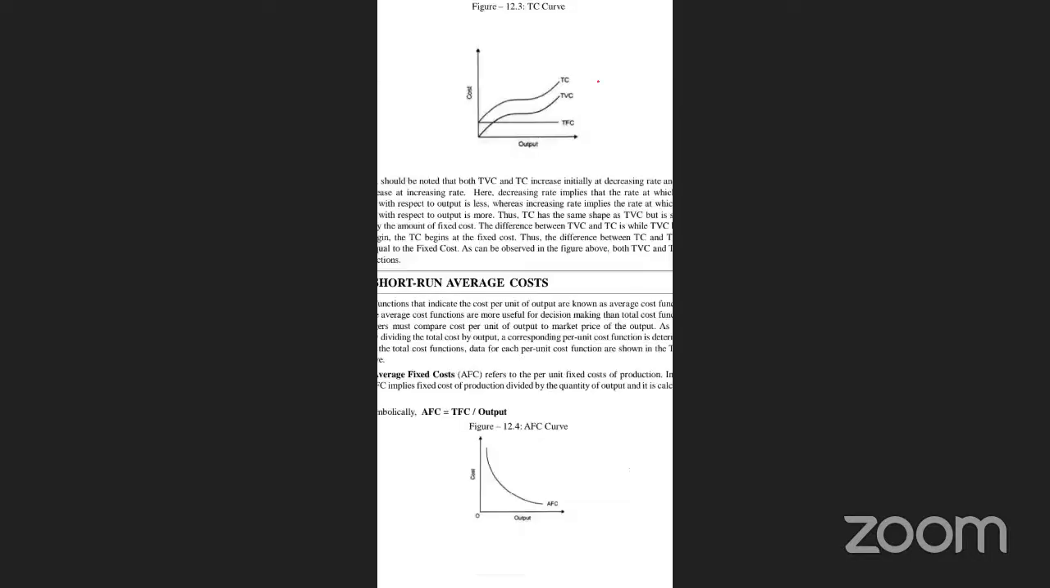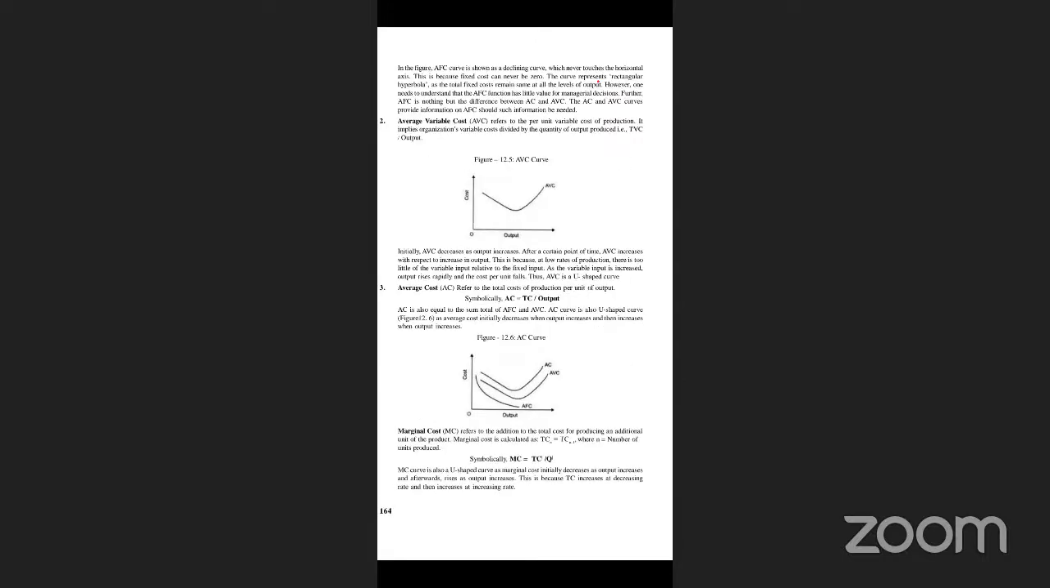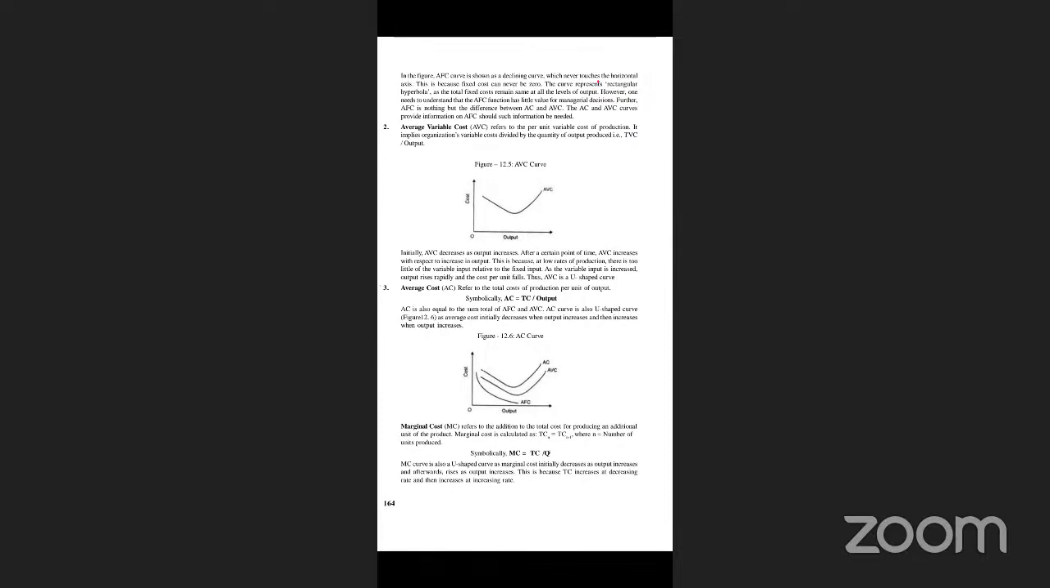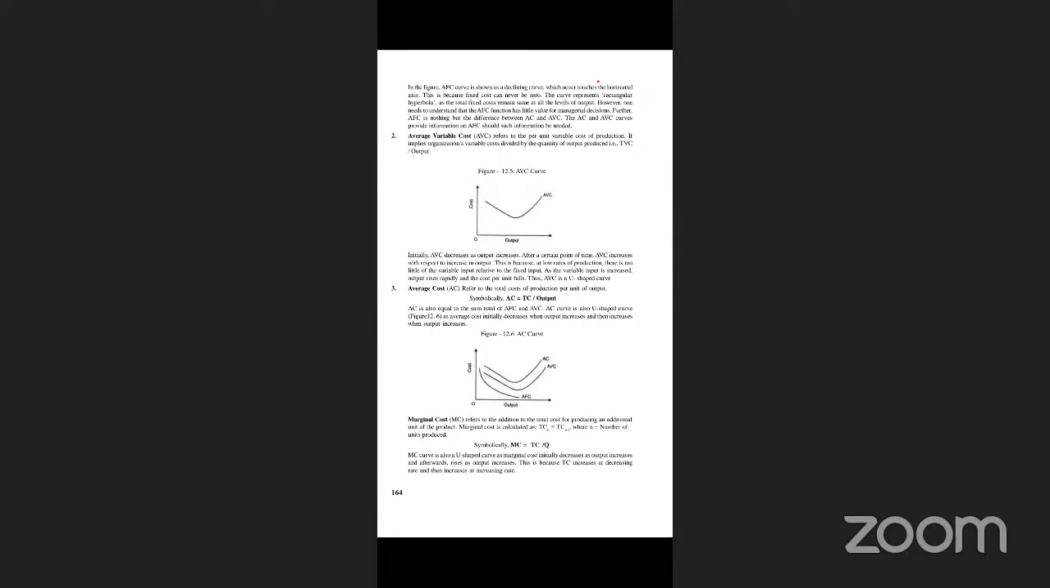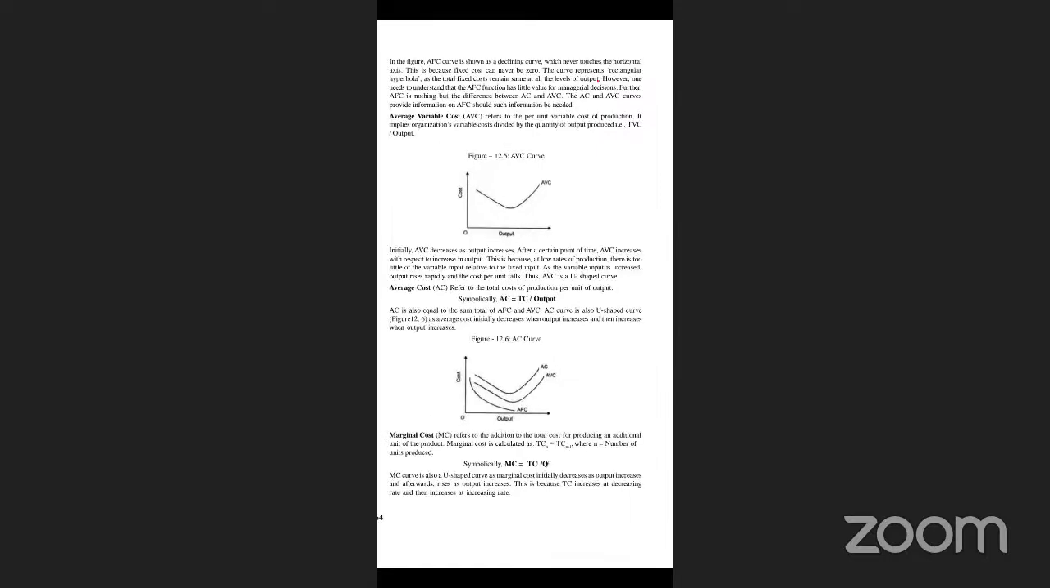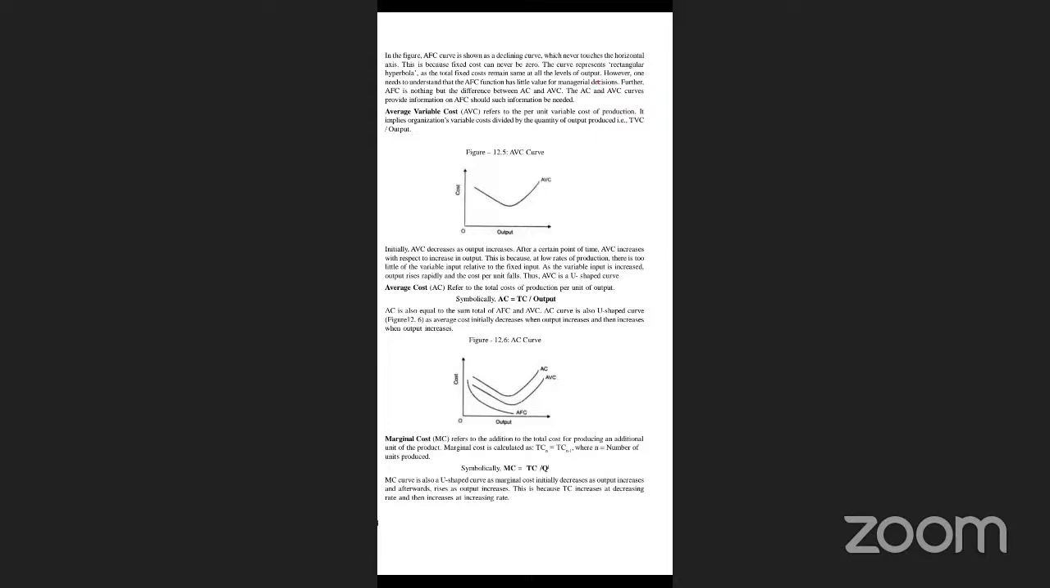Now, if you look at average fixed cost, it is total fixed cost divided by quantity, so the curve slopes downwards towards the x-axis. Then we have average variable cost and then average cost. The fixed cost curve is declining, whereas the variable cost curve is slightly increasing. It declines up to a point, after which it starts increasing with every increase in the quantity. Average cost decreases when output increases, and then increases as output keeps increasing.